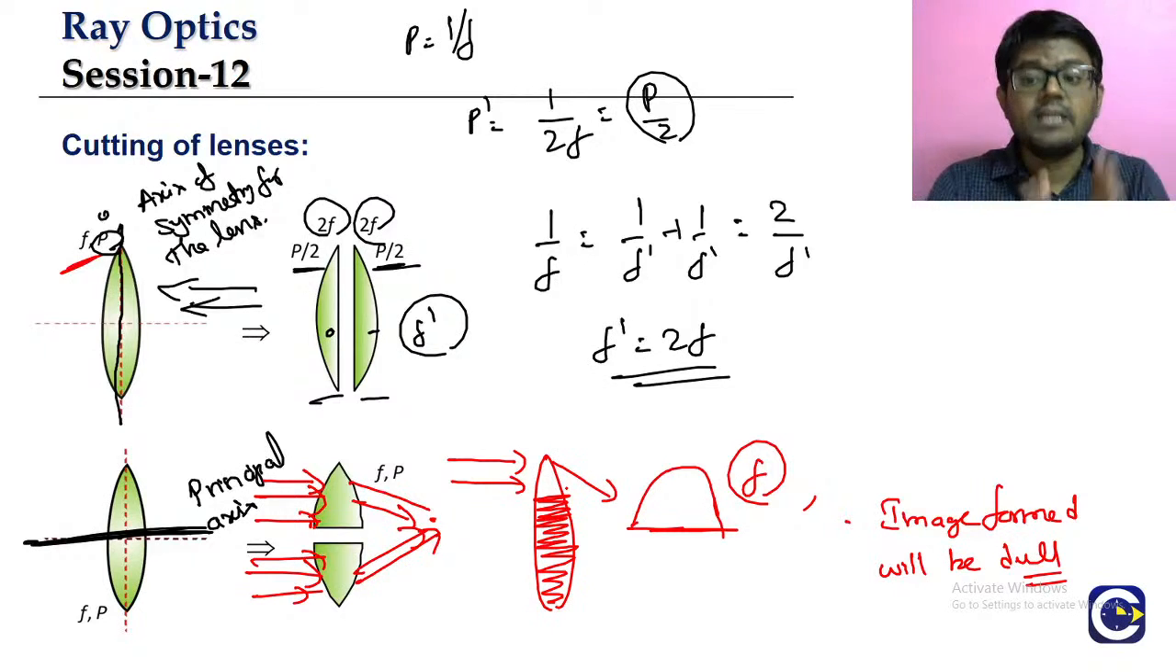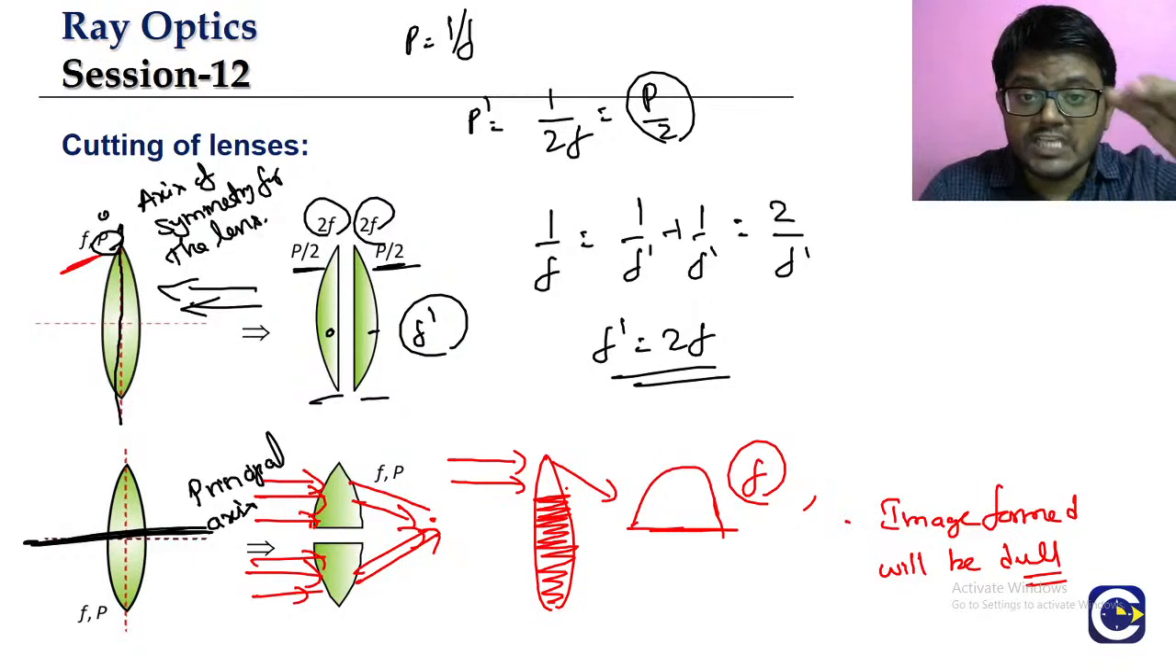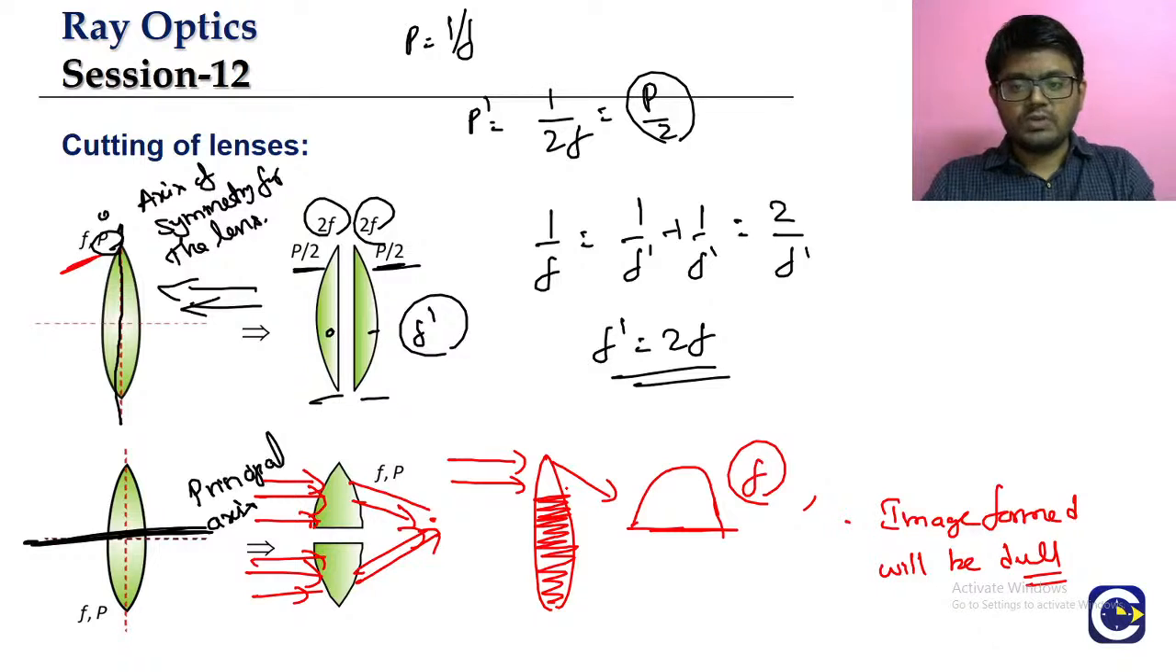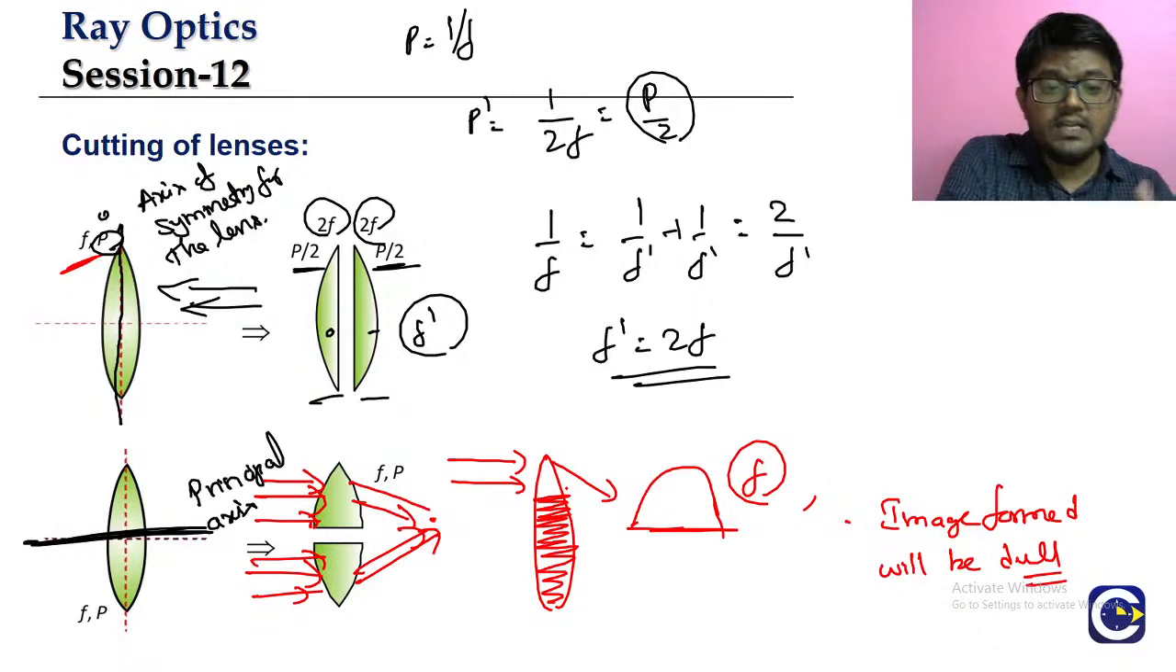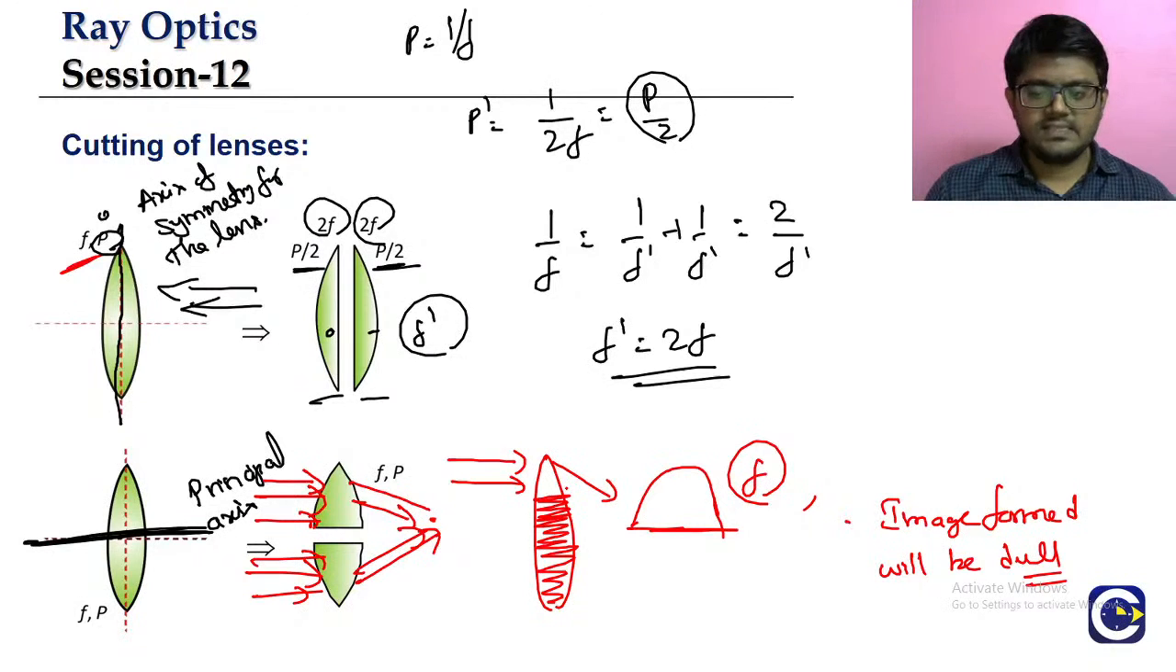The image formed will be a dull image. So each of these parts that you are getting will have the same focal length. Same focal length means power also will be the same. So this is the difference between cutting the lens by using the transverse axis of symmetry and cutting the lens by using the principal axis. Now once you cut the lens, we can make a combination by using these parts.